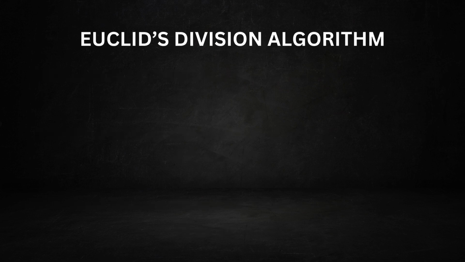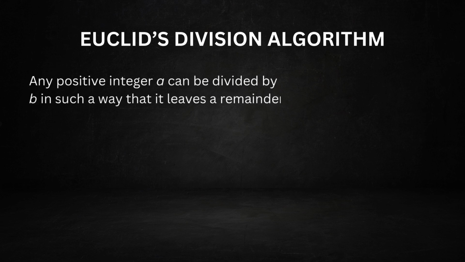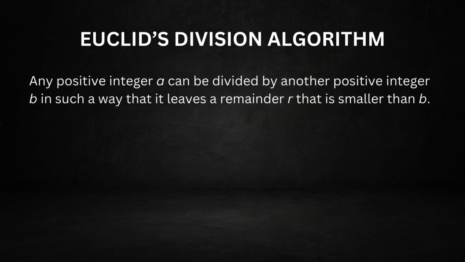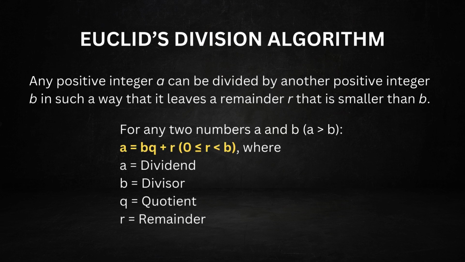Euclid's division algorithm, as the name suggests, has to do with divisibility of integers. Stated simply, it says any positive integer, a, can be divided by another positive integer, b, in such a way that it leaves a remainder, r, that is smaller than b.